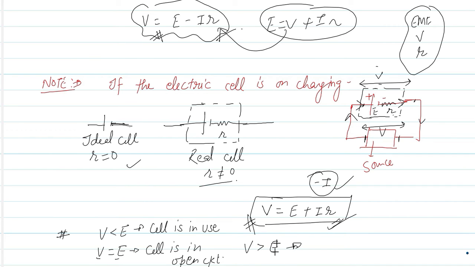And what about this condition, students? V greater than E. This condition arises when you consider the cell on charging. Am I right? Is it clear to you all? So the cell is on charging, right?